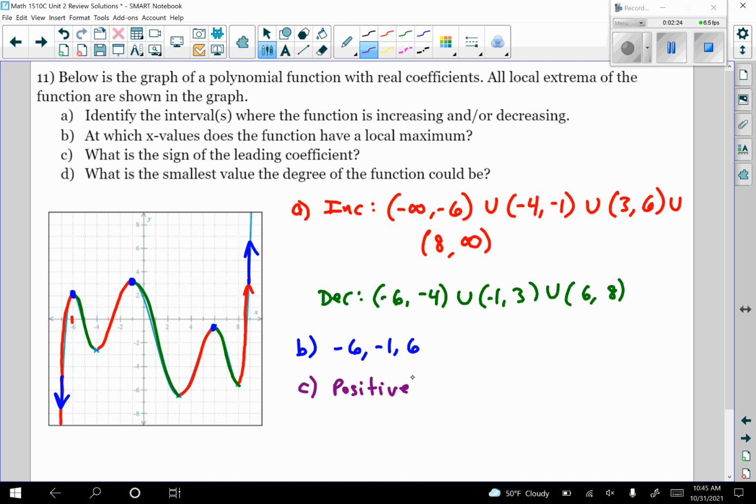D, what is the smallest value of the degree of the function? It should say, what is the smallest value the degree of the function could be. Sorry about that. So if you look at the turning points, we have 1 turning point, 2 turning points, 3, 4, 5, 6. So it's going to be 7. Because a degree should always be 1 more than the number of turning points.